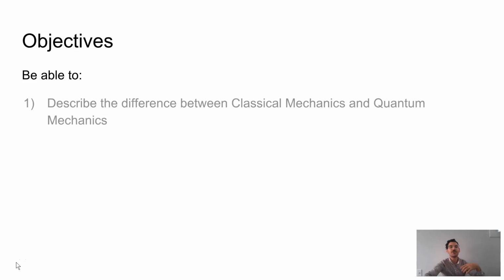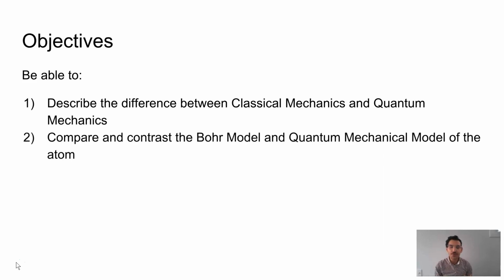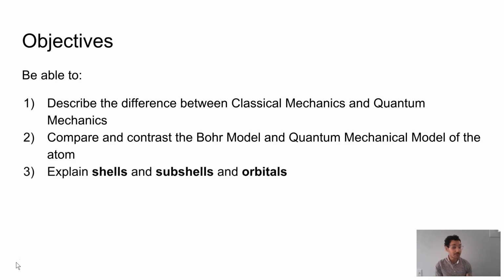I want you to be able to generally describe the differences between classical mechanics and quantum mechanics. And I would like you to be able to compare and contrast the Bohr model and the quantum mechanical model for the atom. And really importantly, I'd like you to be able to explain shells, subshells, and orbitals, and the relationship between those three different terms.